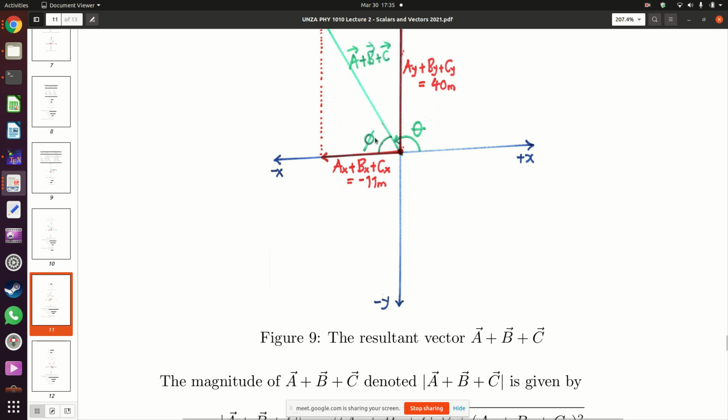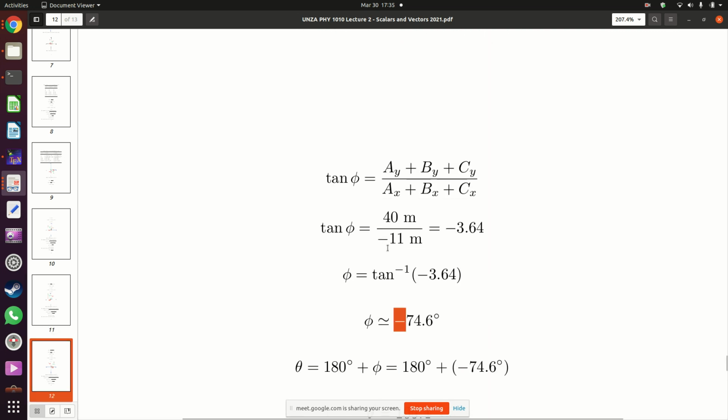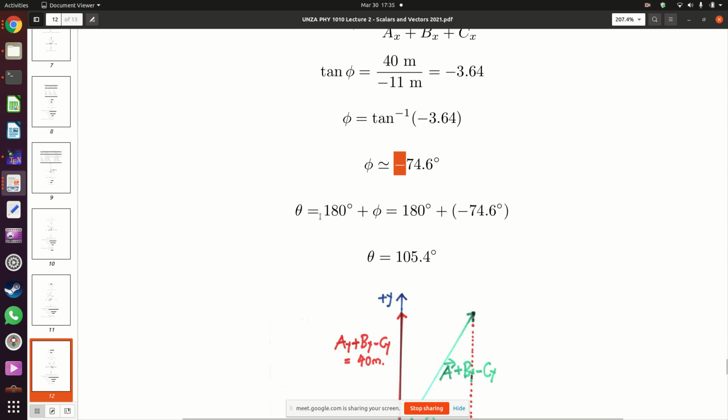So we are adding this angle phi, we're measuring it from the negative x-axis. The negative x-axis has an angle of 180 degrees. So 180 degrees plus whatever phi is should give us theta. So in our case, theta is going to be equal to 180 degrees plus phi, but phi is negative 74.6. So 180 degrees plus negative 74.6, and that gives us theta equals 105.4 degrees. Is this clear?